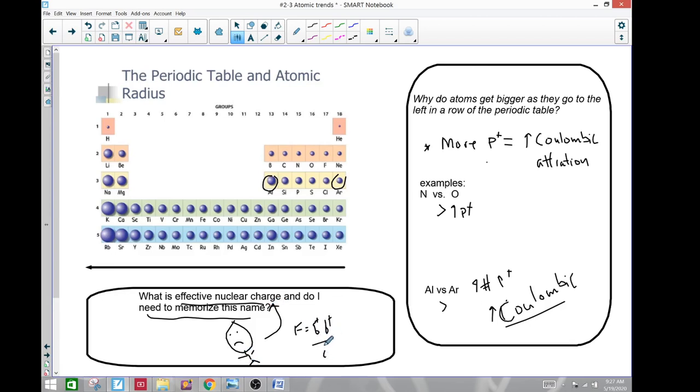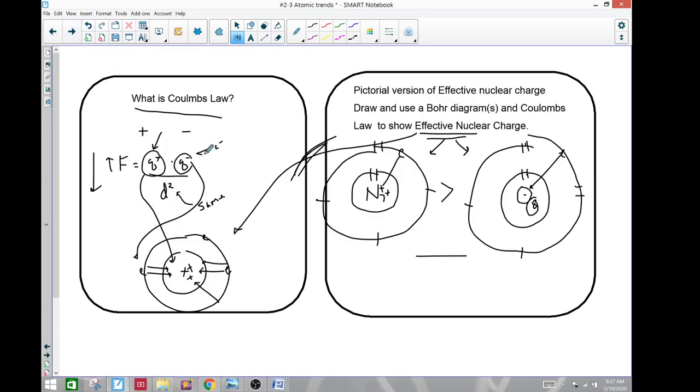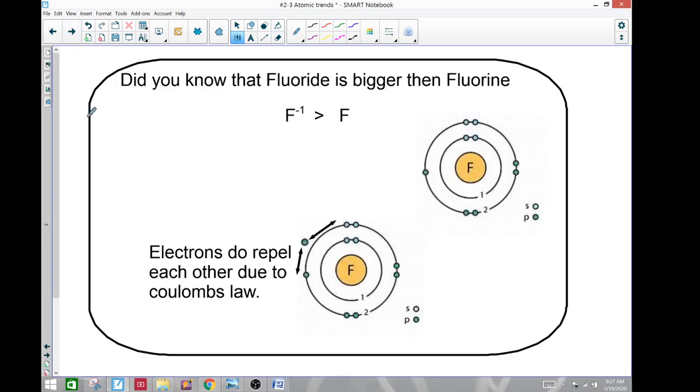And I often tell people in advanced chemistry, if you don't fully understand this term, then do not use it. Just talk about Coulomb's law and talk about energy levels. That's all you have to do. Say, we've got more protons, it pulls in a little tighter, so it's smaller. That's it. All right, so on this one, we've talked about effective nuclear charge. We drew some Bohr diagrams out. What's Coulomb's law? Great.